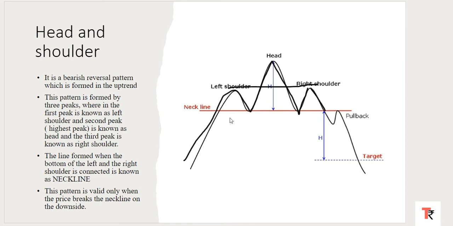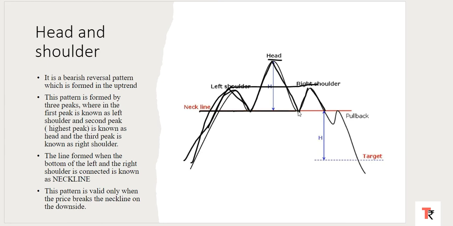Then it drops back, and this line which is formed at the bottom, you can see here, this is a bearish reversal pattern. When I say it is a bearish reversal pattern, it is formed on the top, after the price has moved up to a peak. After the uptrend, on the top you can find this sort of formation, formed with three peaks. The first peak is called the left shoulder, the second peak is called the head, and the third peak is called the right shoulder.